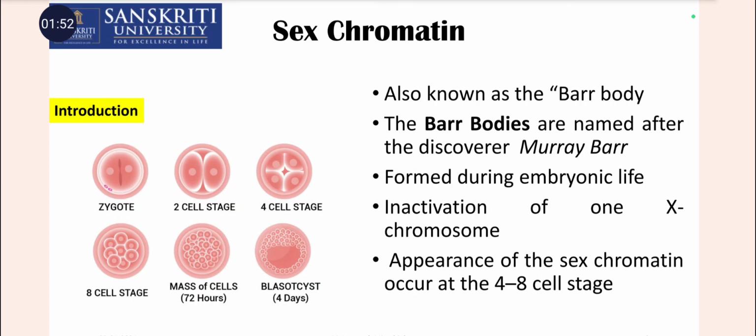Sex chromatin appears when there is an inactivation of one of the X chromosomes. If there are 2 X chromosomes, when one of the X chromosomes is inactivated, it will be observed and detected. So this is the sex chromatin.